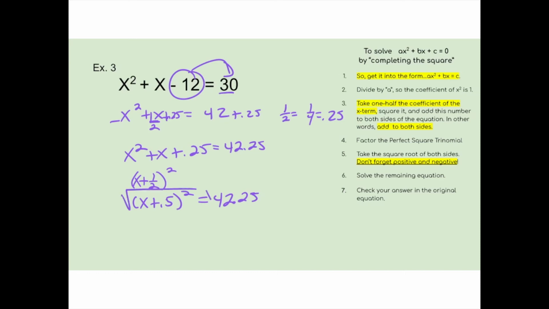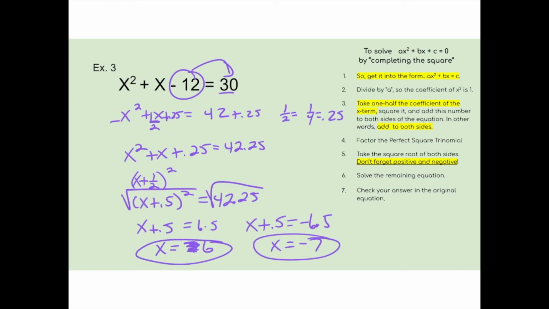We take the square root of each side, and we get x plus 0.5 equals 6.5, and x plus 0.5 equals negative 6.5, because as I said earlier, the square root of 42.25 is 6.5, so it could be a positive or negative version of it. Now we solve it. In this case, x equals 6. We have to subtract, and on this one, x equals negative 7. So we have two solutions: x equals 6 and x equals negative 7.